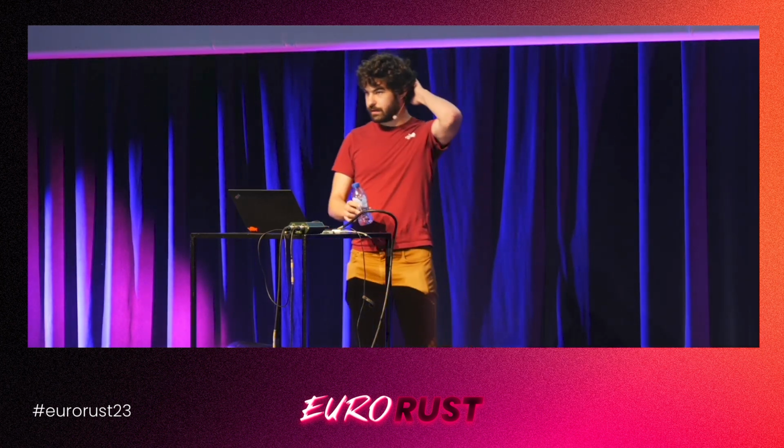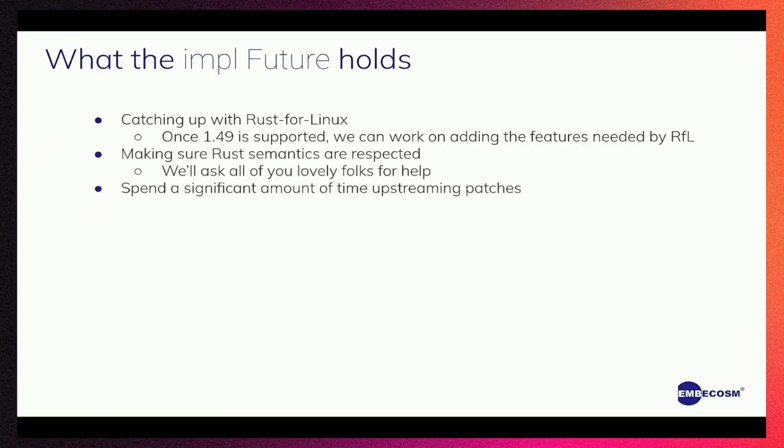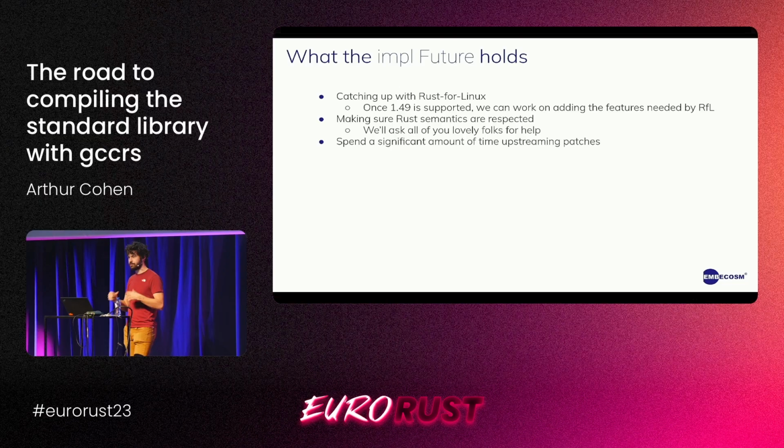We want to catch up with Rust for Linux. So gccrs is funded partly because we want gccrs to be able to compile the Rust for Linux Rust code. Once we have implemented Rust 1.49, we can work on adding some of the features that Rust for Linux needs in order to catch up to them and have two compilers be able to support Rust for Linux. This helps spreading Rust adoption because there's a lot of very annoying people in the Linux community that want their kernel to be compiled only by a GNU toolchain. So yeah, we can help with that a little bit.